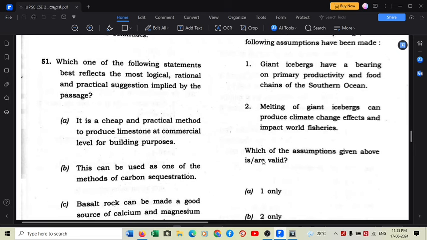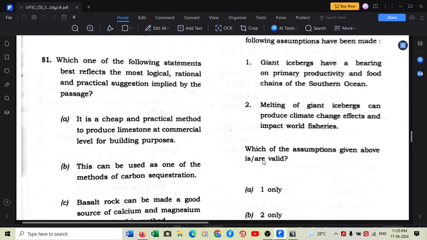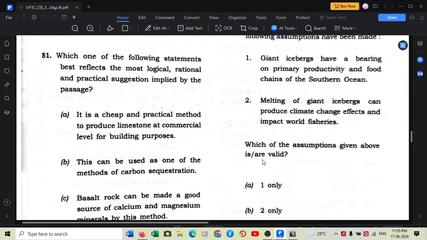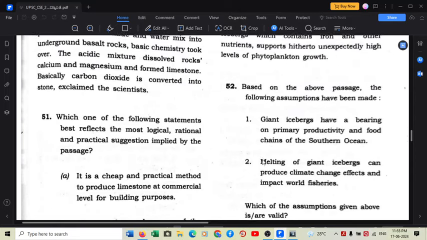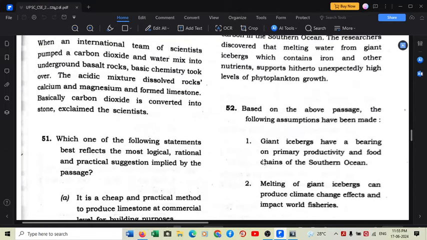Statement A: it is a cheap and practical method to produce limestone at commercial level for building purposes. This is not the exact suggestion, because the author is not referring to some cheap and practical method to produce limestone. Let us look at option B. The author is simply talking about the impact when the carbon dioxide and water are inserted into basalt rock. That kind of mixture becomes acidic and it forms limestone.